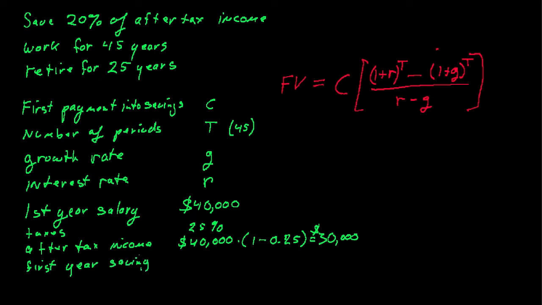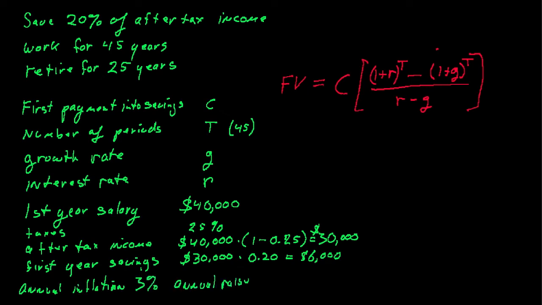You're saving 20% of your after-tax income, so the first year you save 0.20 times $30,000, which is $6,000. Let's assume that the annual inflation rate is 3% and that you get an annual raise of 4% and the annual interest rate is 6%. How much is your retirement savings worth when you retire?